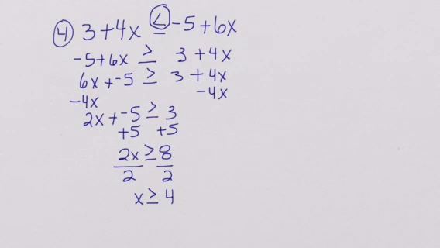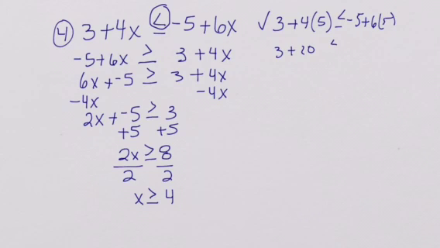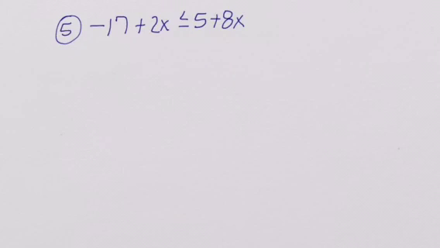So now for our check, we can choose any number that's greater than or equal to 4. So let's go ahead and try 5. So we're going to do 3 plus 4 times 5 is less than or equal to negative 5 plus 6 times 5. So we have 3 plus 20 is less than or equal to negative 5 plus 30. 23 is less than or equal to 25. That's a true statement, so we know that our inequality is correct.